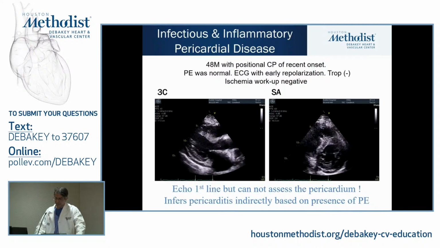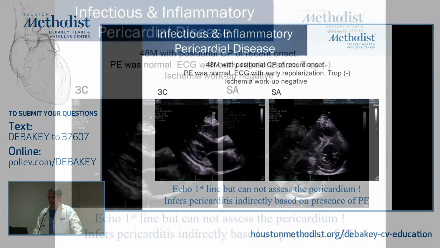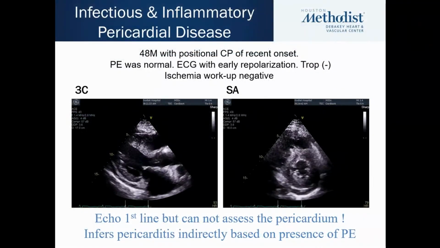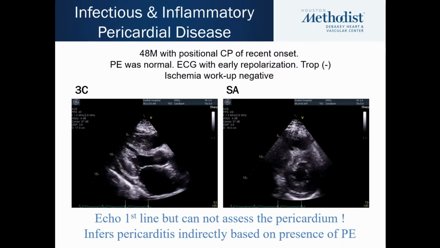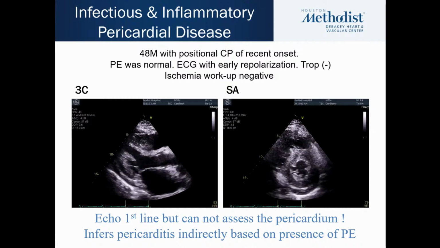So let me give you an example. Here's a case: a 48-year-old has positional chest pain of recent onset. Physical exam, as usual, is normal. EKG really just showed early repolarization. Troponins were negative. And in this patient, he underwent an ischemic workup, which frequently is done, and it was negative.